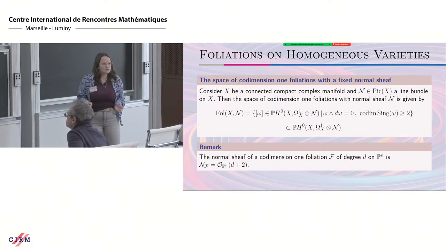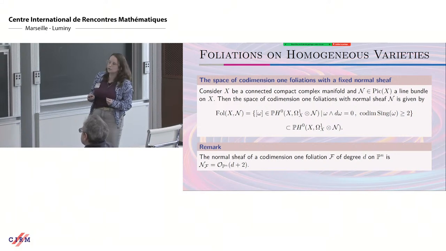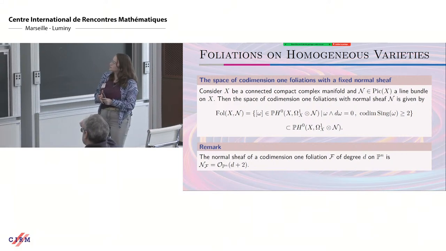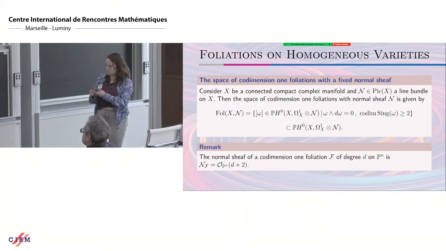For P^n, this is already a very challenging problem. For P^n, we have the notion of the degree of a codimension 1 foliation, which is given by the number of tangencies with a generic line. For degree d, the normal sheaf of the foliation will be O_{P^n}(d+2). The classification that we have is only for degree equal to 0, 1, and 2. For degree greater than 2, we have only partial classifications, not a whole classification.